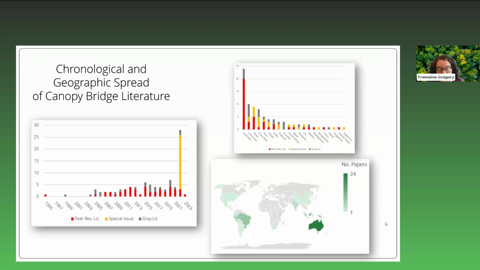And then in several other countries. But if you think back to that map that showed the canopy height across the world, there are a lot of areas that are not covered here. So we don't really know what's working for all of those animals. Okay, next slide.